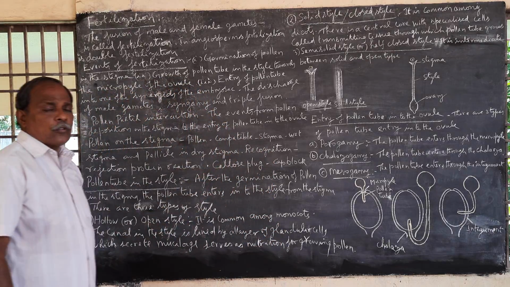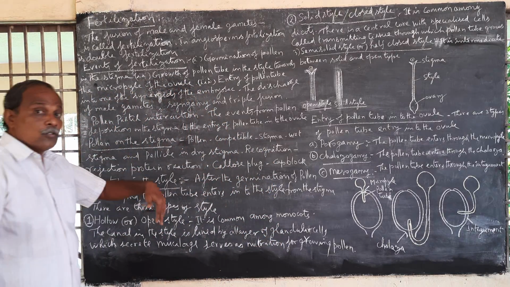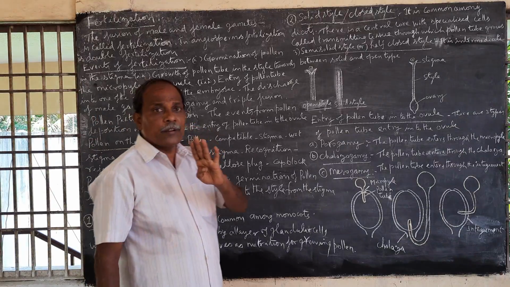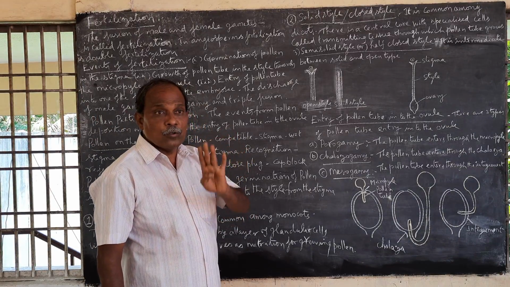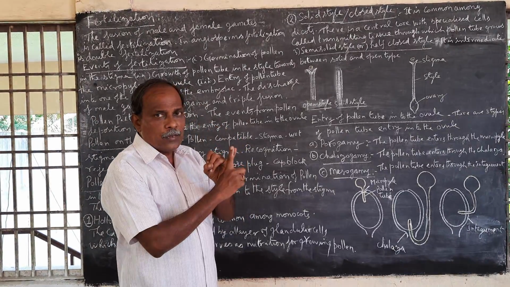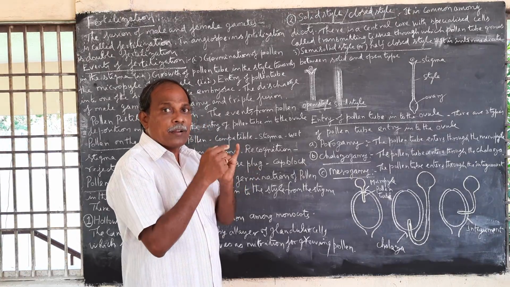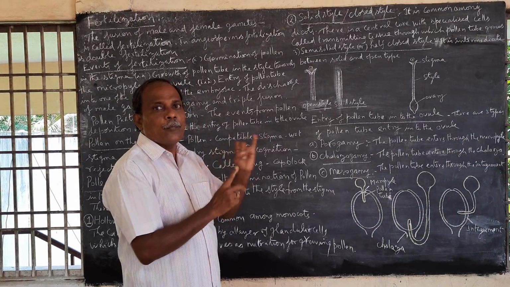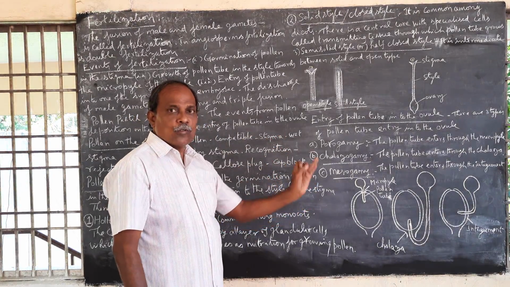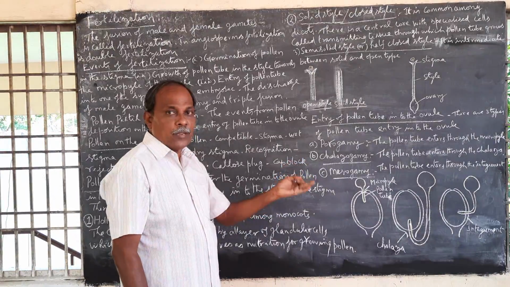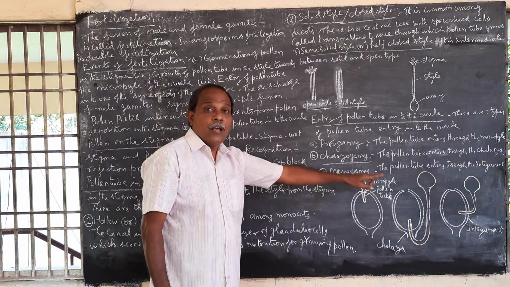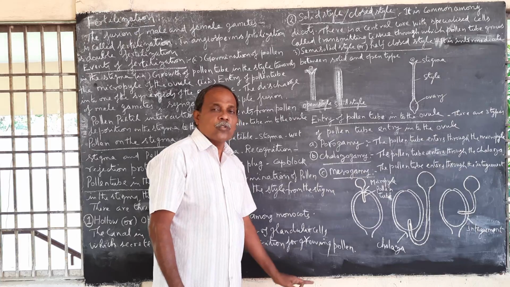Then entry of pollen into the ovule. There are three different methods of entry of the pollen tube into the ovule. Porogamy: when the pollen tube penetrates through the micropyle, it is called porogamy. When the pollen tube passes through the chalaza, it is called chalazogamy. When it enters into the ovule through the integument, it is called mesogamy.